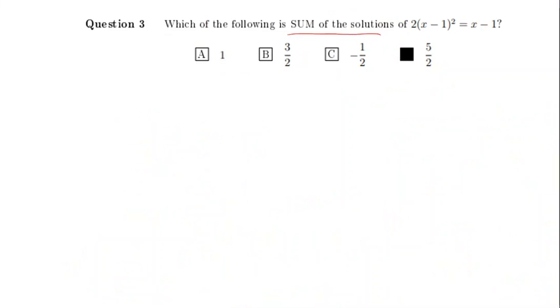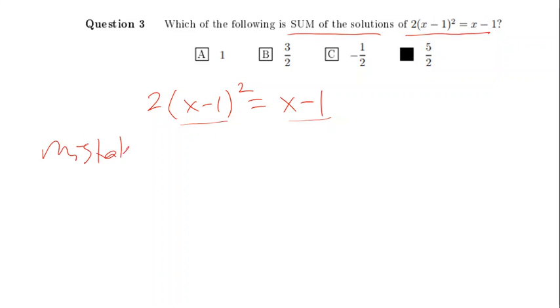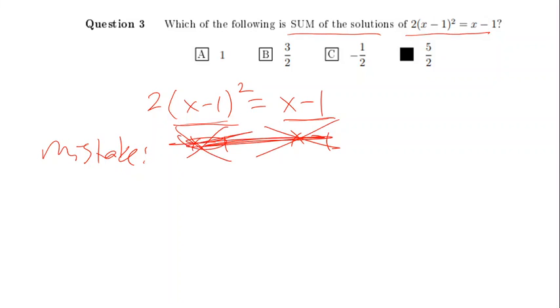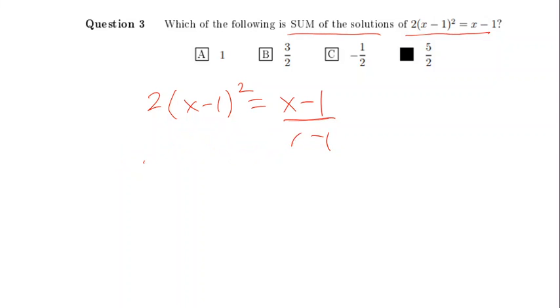Now, which of the following is the sum of the solutions of this? So we write this one here. And then the next thing we can do here is, here we have x minus 1, we have x minus 1. Okay, there's a common mistake here. This is a mistake. Divide both sides by x minus 1. Okay, don't do it. You cannot divide both sides by x minus 1, so this will be a problem because we will lose one of the roots. So one of the solutions is lost.